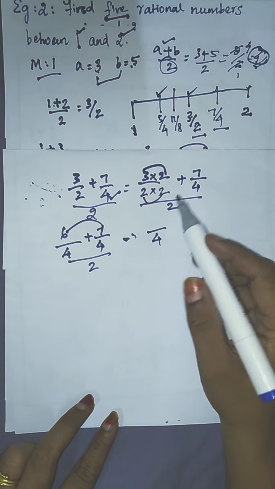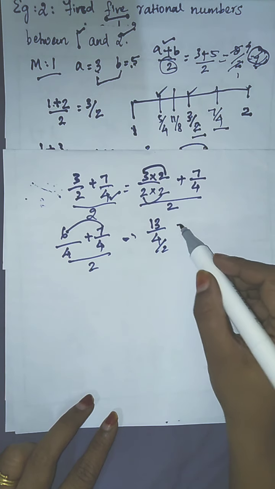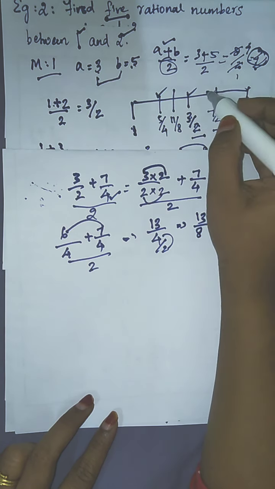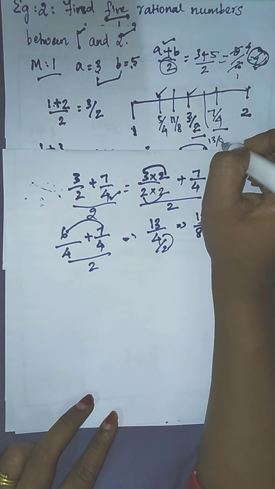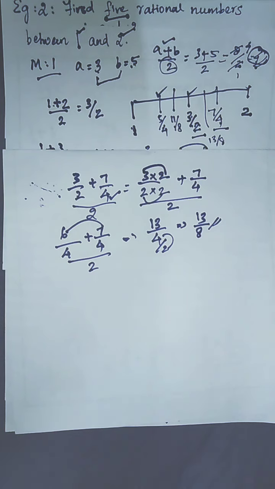Now 7 plus 6, the value is 13, right? Divided by this 2. Now 13 divided by 4 2s are 8. So the value is 13 divided by 8. So 1, 2, 3, 4, 5. We found 5 values.